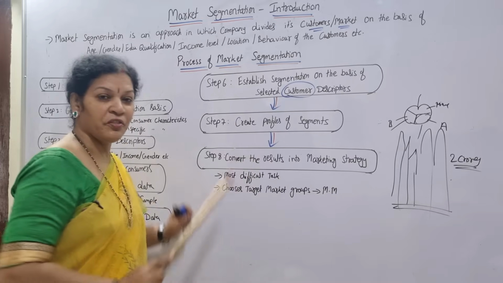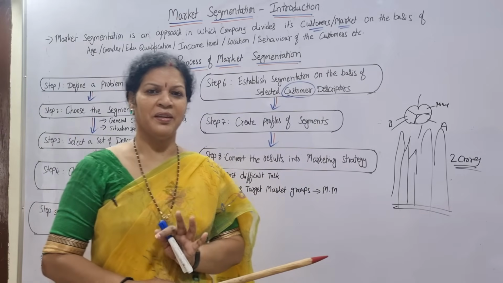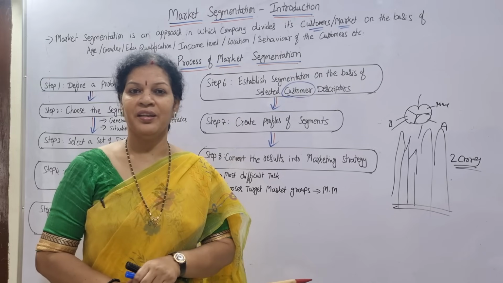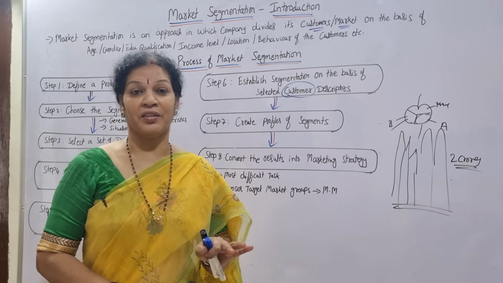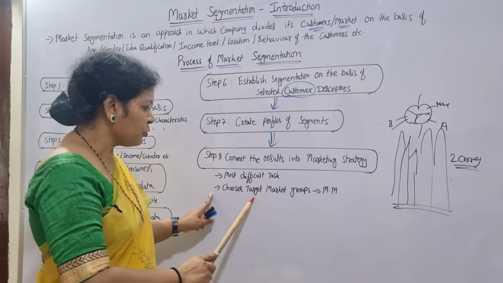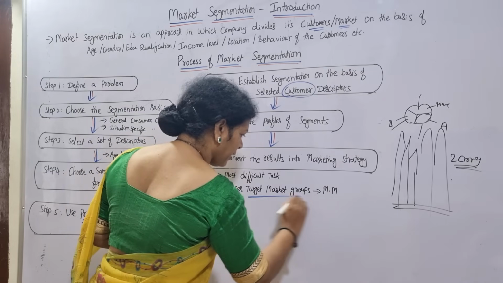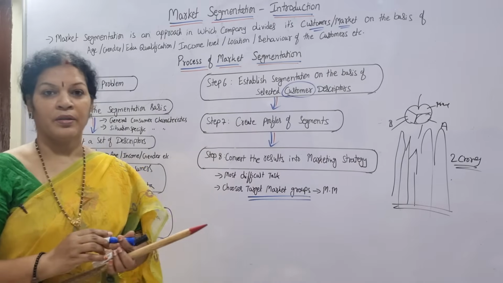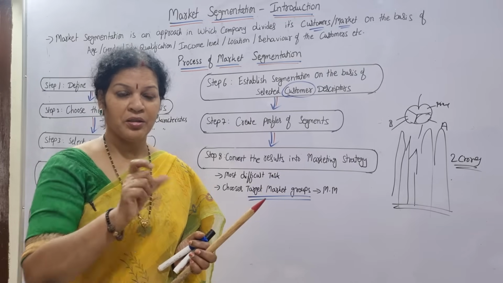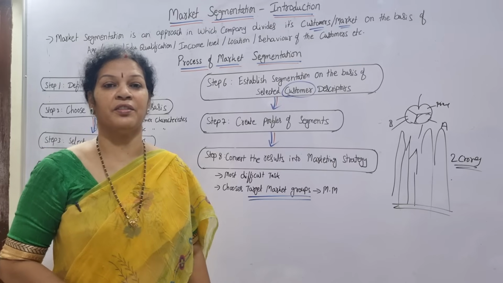This is the most difficult task. Step by step we have done something, but when it comes to implementation, if you take a wrong decision, it makes a lot of impact on the organization. That is why this last step is the most difficult task. At this step, what we have to do is choose target market groups. Important thing: choose target market groups. My target is this area, my target is these customers. You have to choose the target market groups and target accordingly.